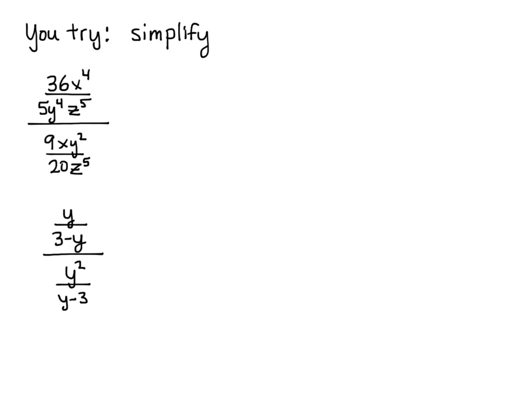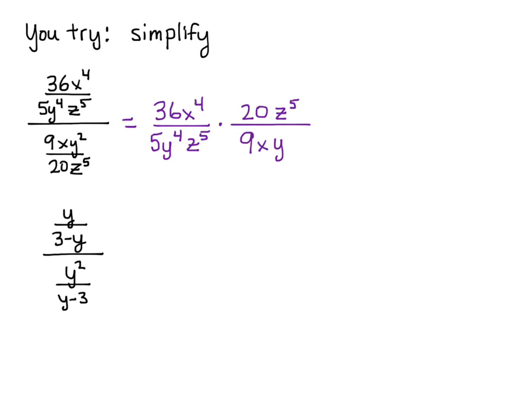So let's see how these go. There really isn't anything that we can do to simplify the fraction in the numerator, nothing that we can do to simplify the fraction in the denominator. So we'll rewrite these as just the product of these two ratios. And then we start looking for factors that we can cancel. We have 36 divided by 9, which is 4, and 20 divided by 5 is 4. So 4 times 4 gives us 16.